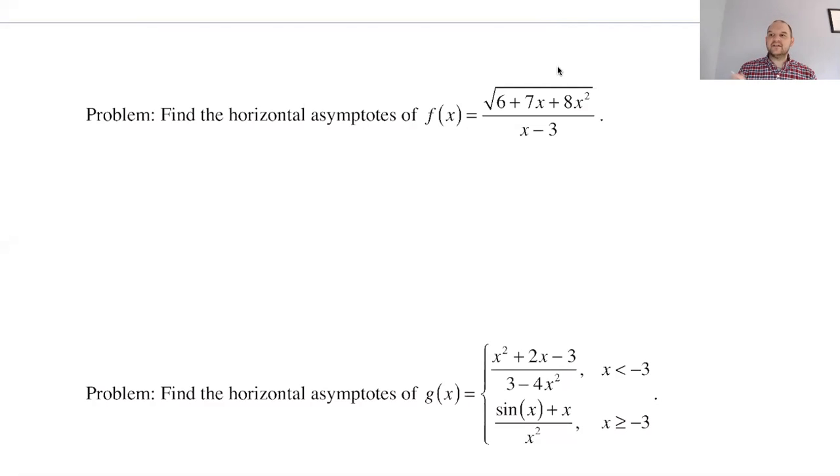All right, everybody, we're back. We're on page 276, and we're still basically doing limits at infinity, but the question itself has changed. The question here says, find the horizontal asymptotes. Now you need to know that the horizontal asymptotes represent the limits at infinity and negative infinity.